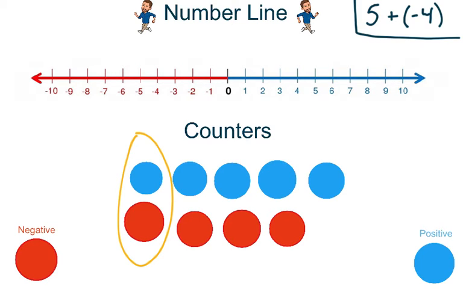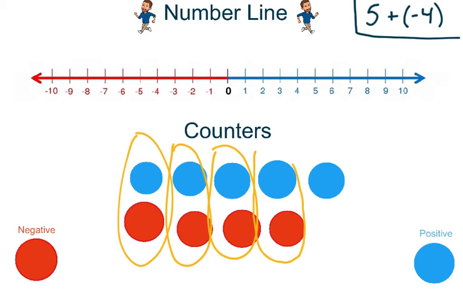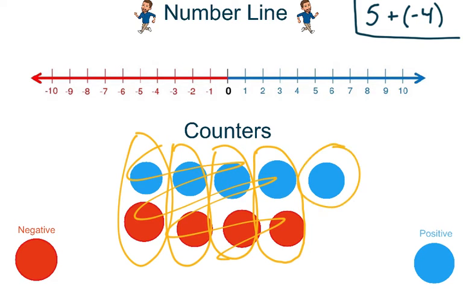So I'm going to go through it. I'm just going to cancel out all my 0 pairs. So that makes 0, that makes 0, and that makes 0. So all of this is gone. I'm left with a positive 1 as my answer. So this is why 5 plus negative 4 equals 1.